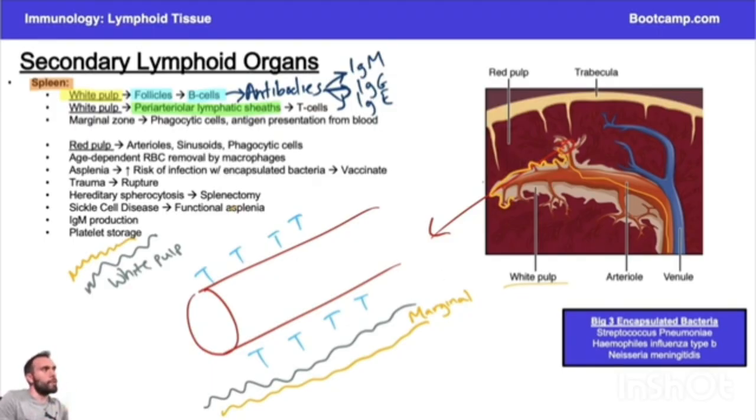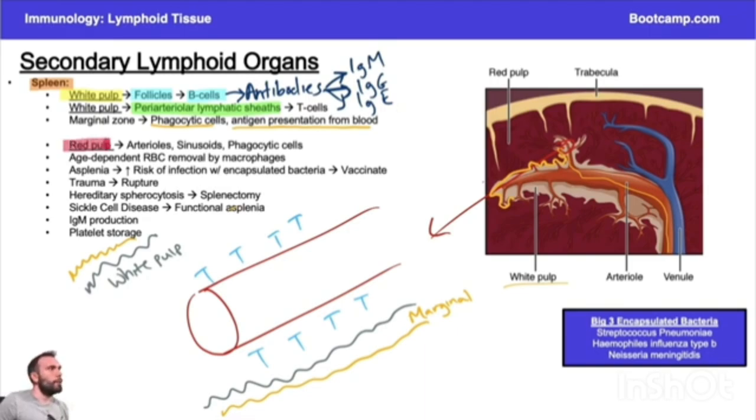Now, for the marginal zone, you just have to remember there's a lot of phagocytic cells there. The antigen presentation from things that are coming from the blood can happen here. You can have macrophages or antigen presenting cells that can digest bacteria and foreign substances, and present these to nearby lymphocytes. That's really the extent of it that you'd have to know here.